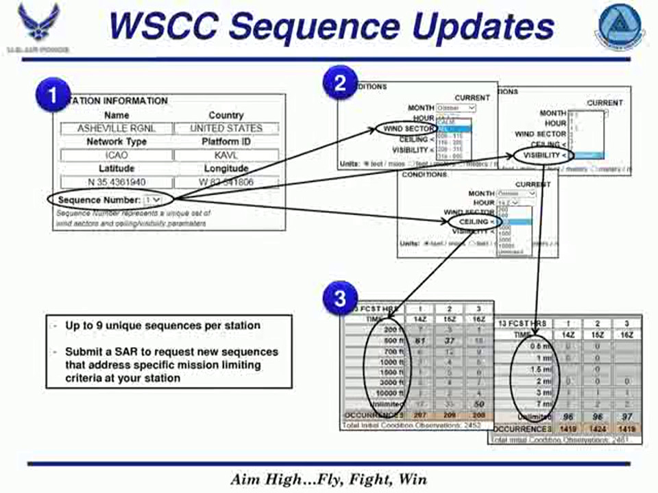If you're using WSCC but can't find a sequence that matches the parameters you're interested in, simply submit a SAR that includes the required values. We can quickly and easily build new sequences, and each station can have up to 9 unique sequences.